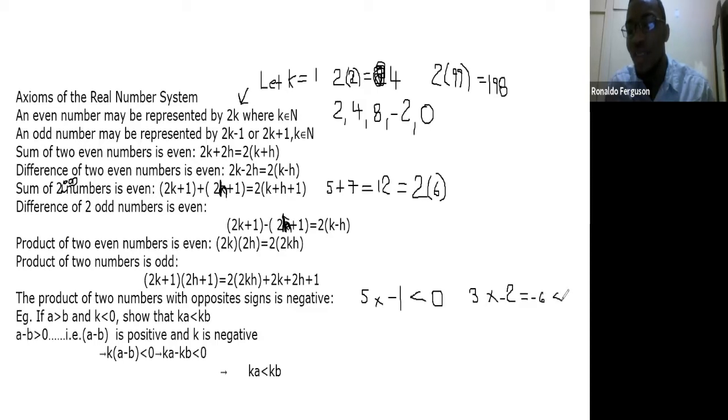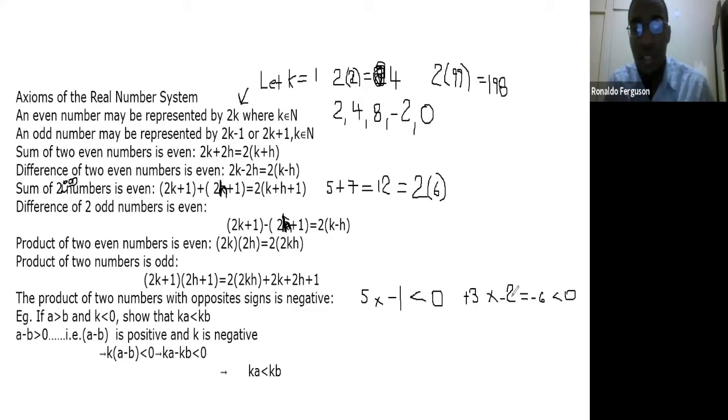0. And so anytime I multiply two numbers of opposite sign, this is a plus 3 and this is a minus 2, the result is going to be negative. The result is going to be negative when I multiply two numbers of opposite sign. This is a key. You must remember this axiom.